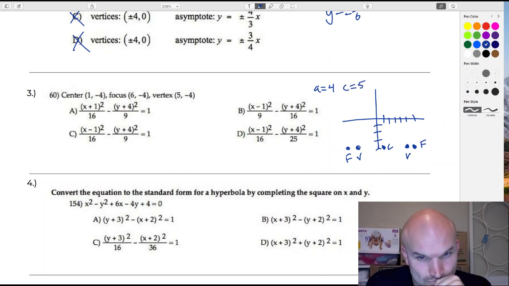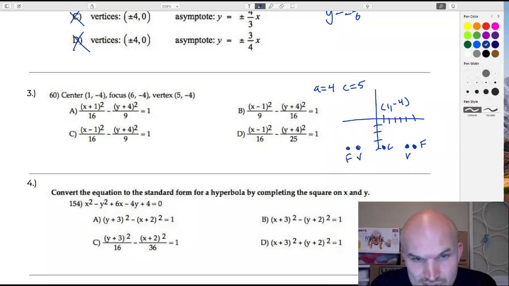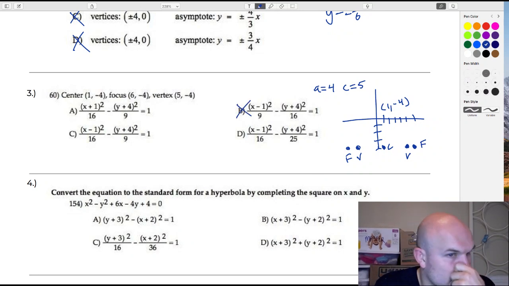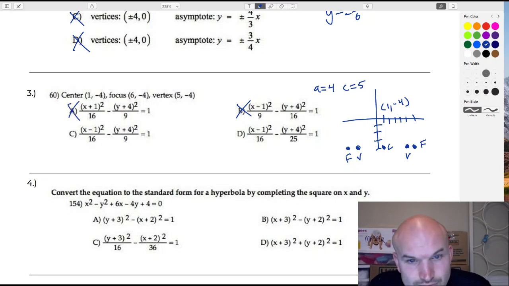Now, we can see that our center is at 1, negative 4. So that's going to be x minus 1, y plus 4, which is all of them. We said a squared is going to be under the x, so that's going to be important. So we know that one doesn't work. All the rest of them do work. And then, it should be an x minus 1, right? Yeah, so that one doesn't work.